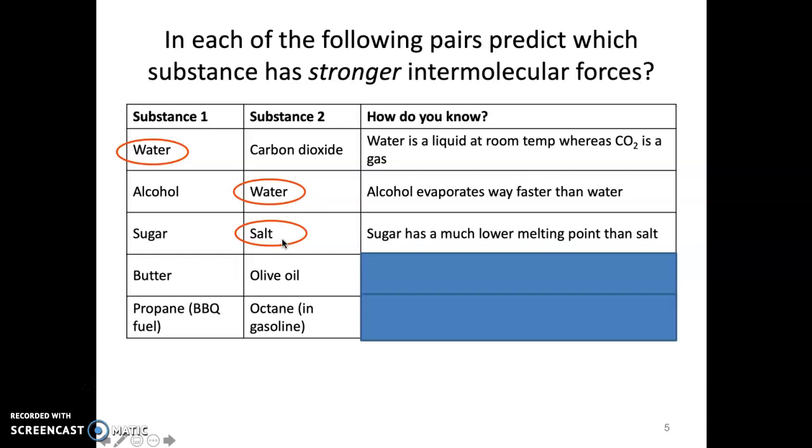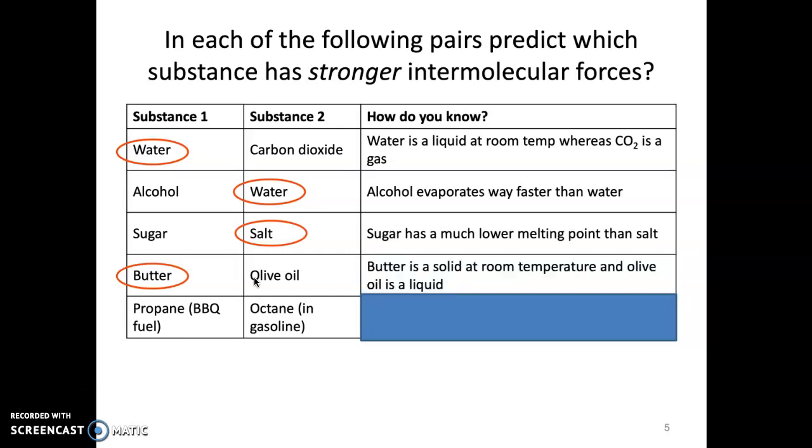Next pairing here, we've got olive oil and butter. You can probably imagine that butter has the stronger intermolecular forces. If you have some olive oil and you leave it out on the counter, it will be a liquid, whereas butter will be a solid. It might be a soft solid. Butter does soften at room temperature, but it's still more solid than olive oil, so it has stronger intermolecular forces.